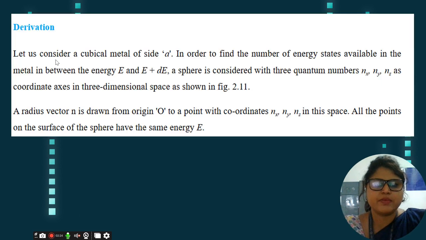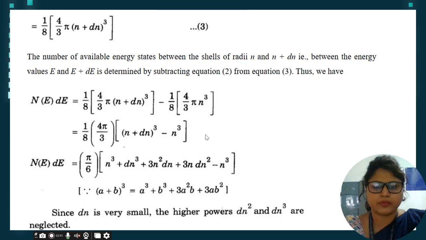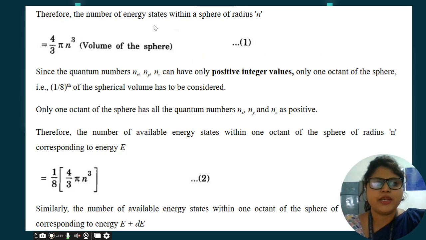For this we have to consider a cubical metal of size A. In order to find the number of energy states available between E and E plus dE, a sphere is considered with three quantum numbers nx, ny, and nz along the coordinate axes. Here is the origin, and all the points on the surface of the sphere have the same energy E. Therefore, the number of energy states within the sphere of radius n is given by 4 by 3 pi n cube, the volume of the sphere.